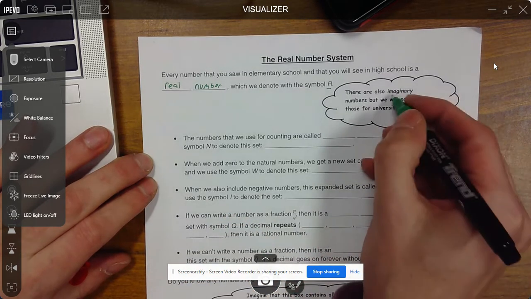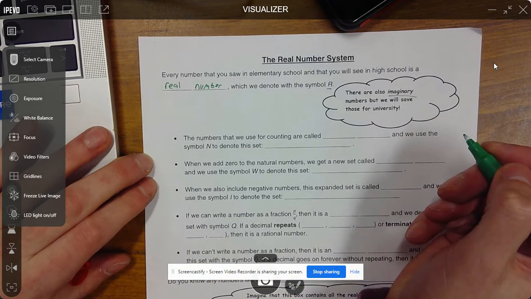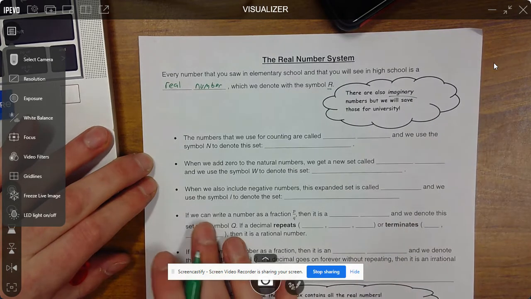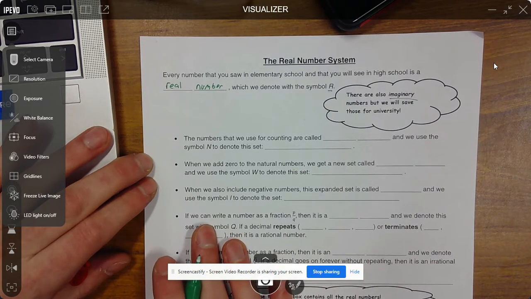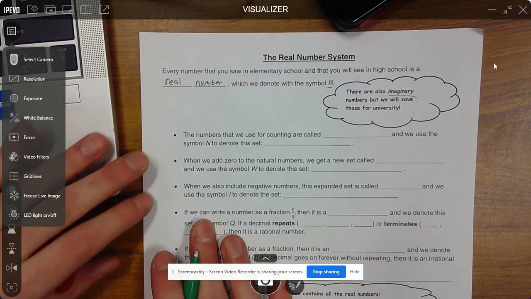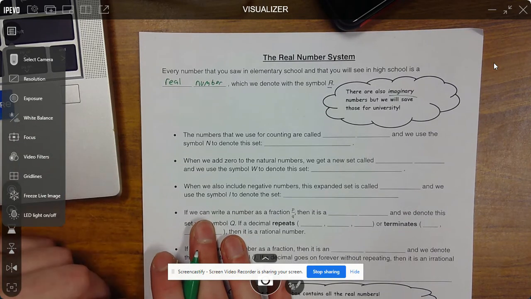There are also numbers that are imaginary. Maybe we'll talk about those on a Google Meet, but you won't really come across those much in high school math. So we're going to deal with the real number system, and we're going to break up the real number system into different subsets.